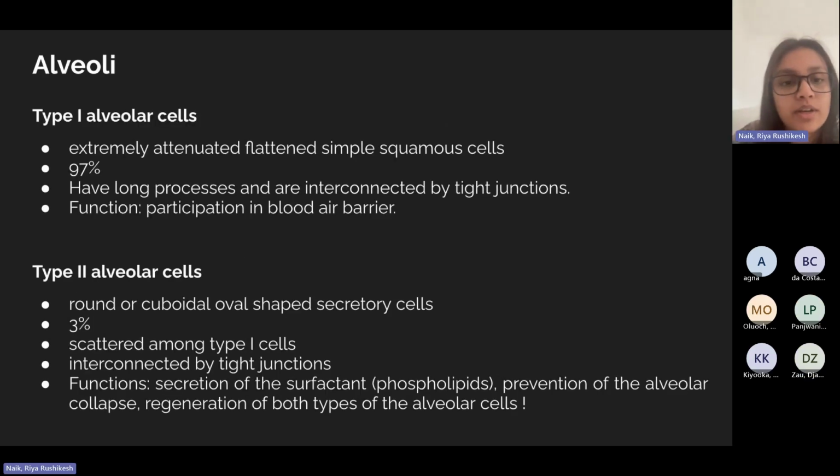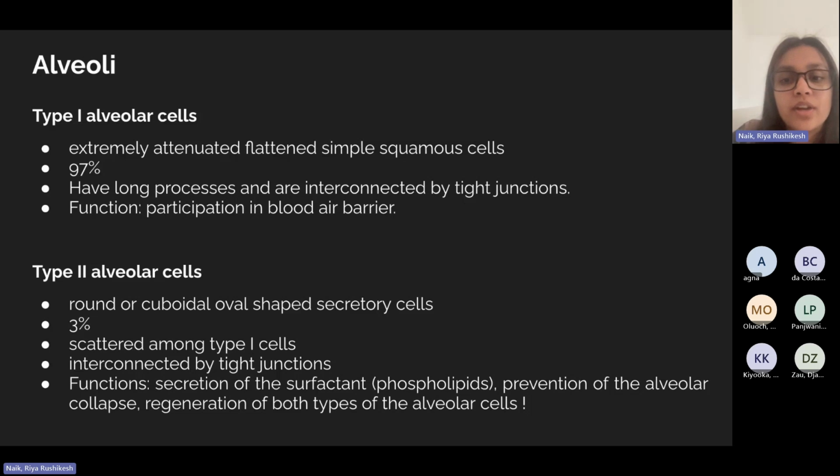This slide is very, very important because it talks about the two different types of alveolar cells which we have, type 1 and type 2. Type 1 is the most commonly present in our body, almost 97%, as you can see here. It has very flattened simple squamous epithelium, and they have really long processes which are interconnected by tight junctions.